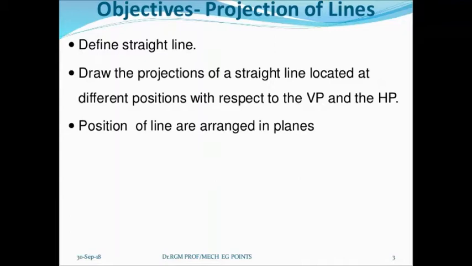Now, next, what is the objective of this chapter, the objective of projection of lines? We have 3 main objectives. What do you mean by, or define, a straight line? We have already learned what you mean by a straight line. Second one, draw the projection of a straight line located at different positions with respect to our reference planes, that is the vertical plane and horizontal plane. Next one, position of lines arranged in a plane. How to arrange this position of line with respect to our quadrants?